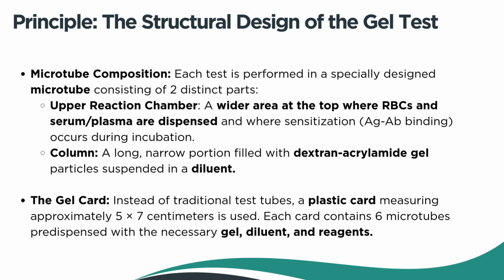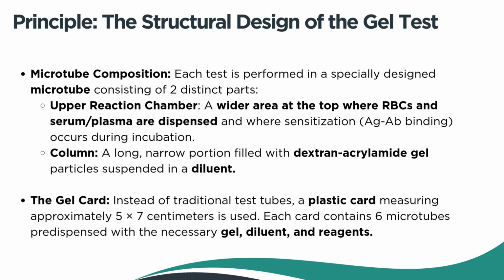And then for the principle, the structural design of the gel test. The gel test in blood bank procedures features a microtube with two main components. We have two main distinct parts that you need to really remember by heart: the upper reaction chamber and the column. The upper reaction chamber is a wider area where red blood cells and serum or plasma mix, allowing antigen-antibody binding during incubation.